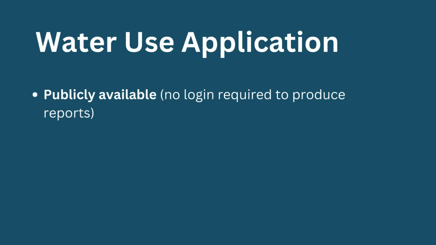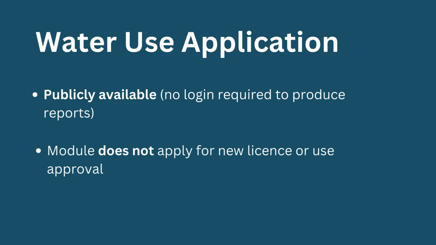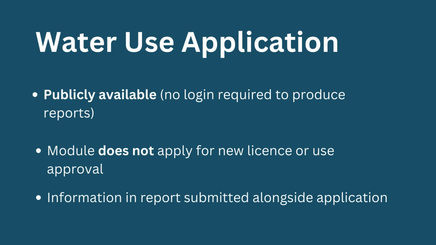While this module is called the Water Use Application module, it doesn't actually apply for a new license or use approval for you. This module will produce a report, including possible diversion rates and flow thresholds. The information contained within the report will be submitted alongside an application for consideration by the water officer that is reviewing applications.